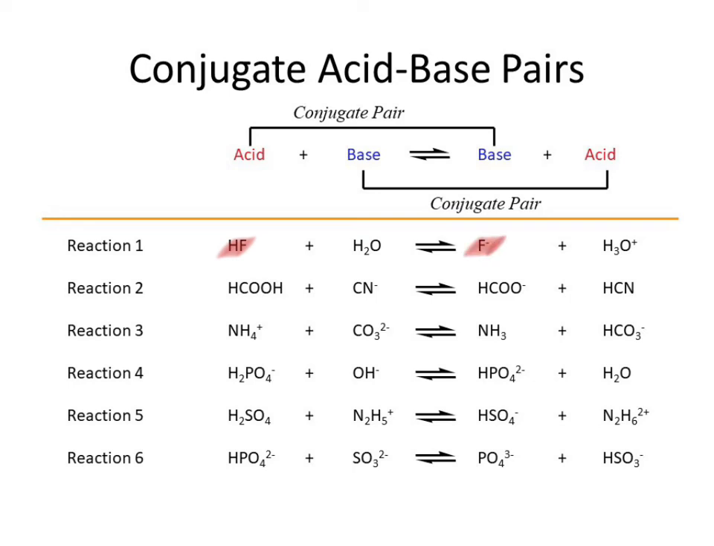And then I've got water, and it gained a proton to form hydronium. So I've got my base and the conjugate acid. So this is an acid, this is a base, this is a conjugate base and a conjugate acid. Okay? The reactants are always the acid and base. The products are always the conjugates.